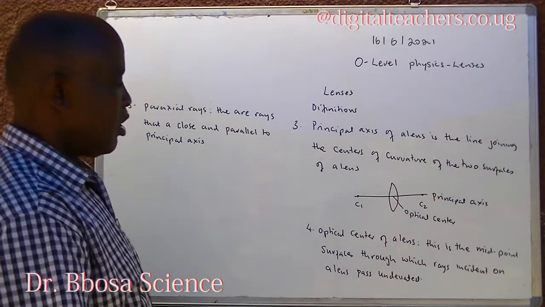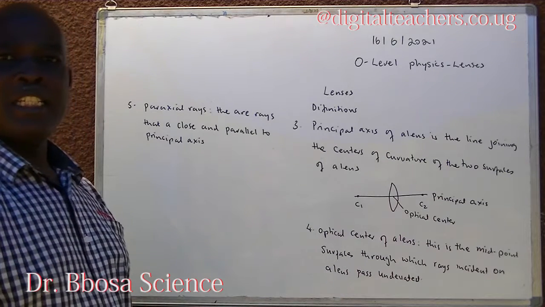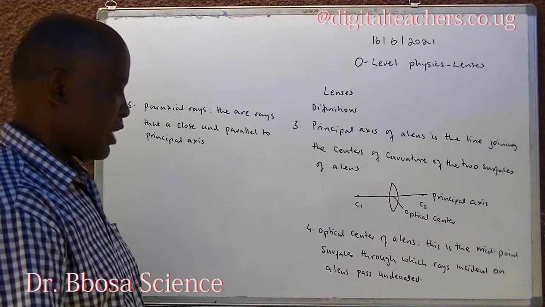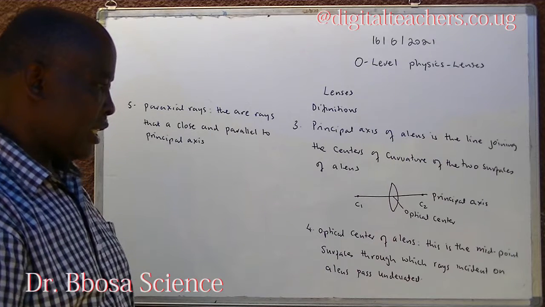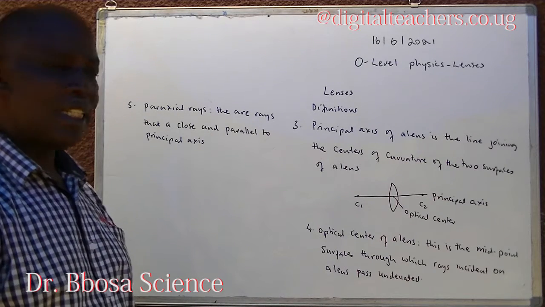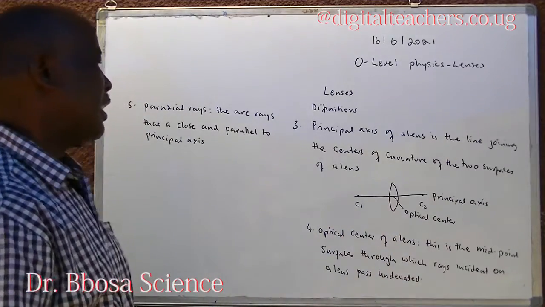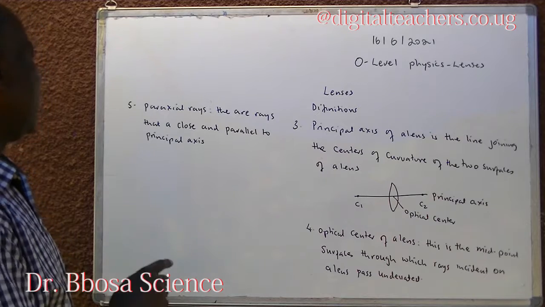4. Optical center of a lens. This is the midpoint of the surfaces through which rays incident on the lens pass undeviated. The center of the two surfaces of a lens is the optical center.